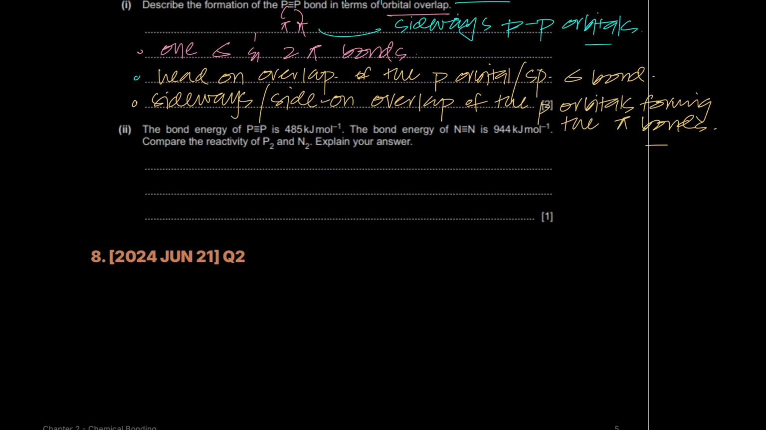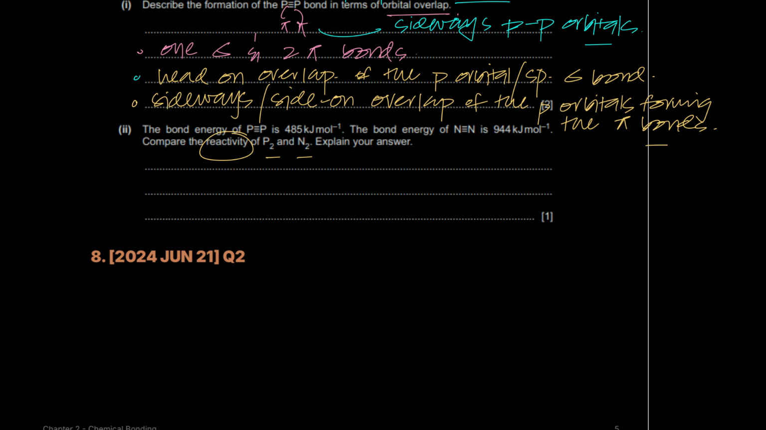The bond energy of P triple bonded to P is 485 kilojoule per mole. The bond energy of N triple bonded to N is 944 kilojoule per mole. It's saying compare the reactivity of P2 and N2, explain your answer. Although I've not taught you this chemical energetics, the reason I've added this question here is because it's pretty logical. He's saying in order to break these bonds and make them react, you need this much energy. Which one will be more reactive? Obviously, P2 is more reactive because it has less bond energy. So you can break these bonds easily and make them react.